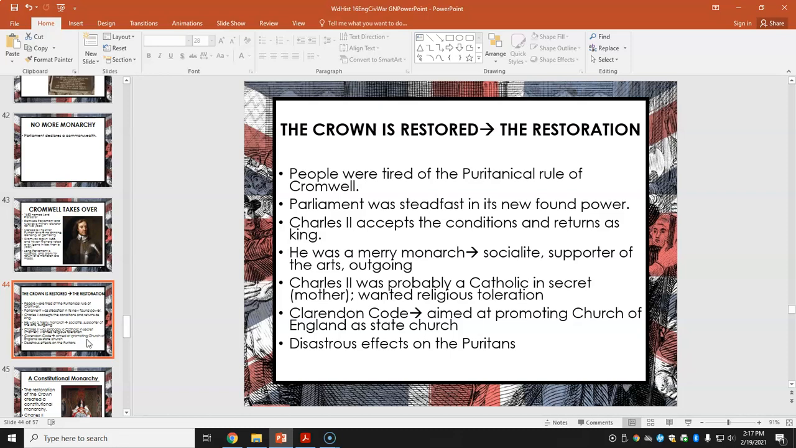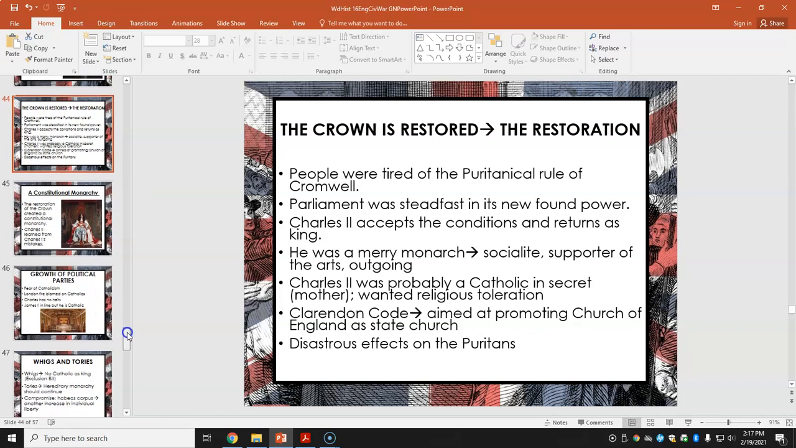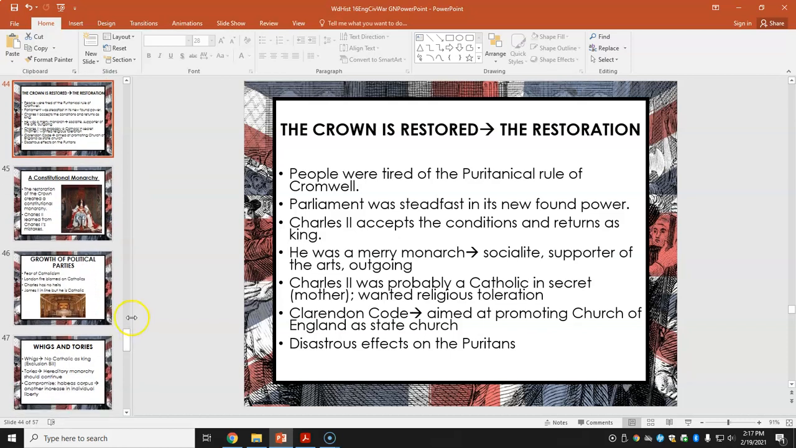This is aimed at promoting Church of England as the state church. This has a disastrous effect on the Puritans because, remember, they were kind of already at odds anyway because of Cromwell, and now the Church of England is going to be kind of the state or the country church, and the Puritans are going to be starting to be kicked out.